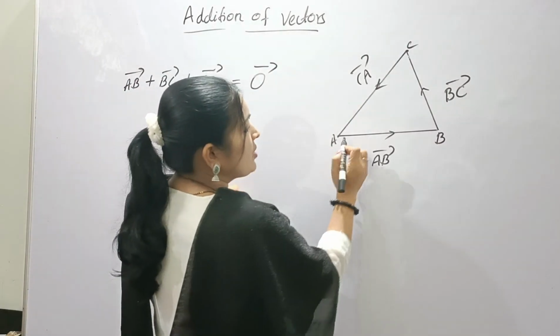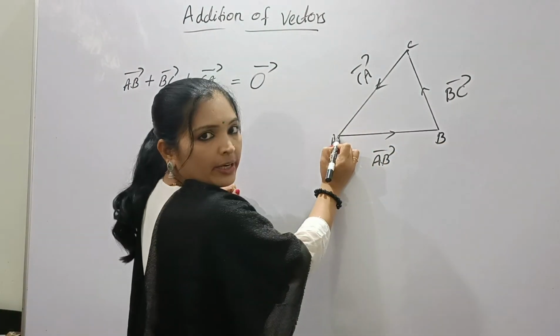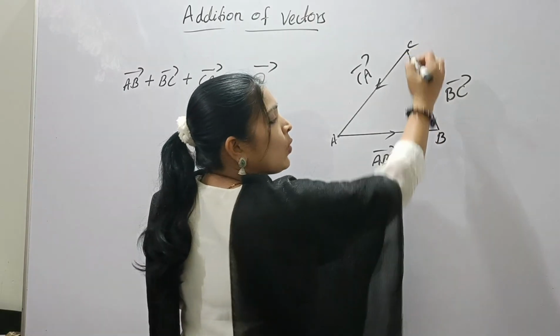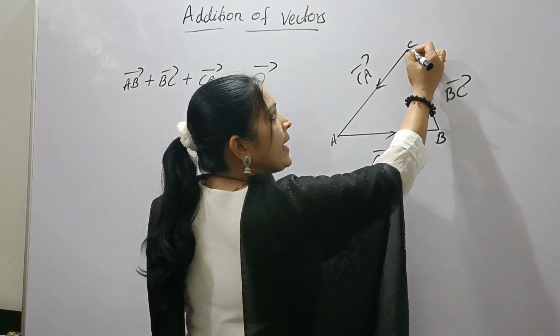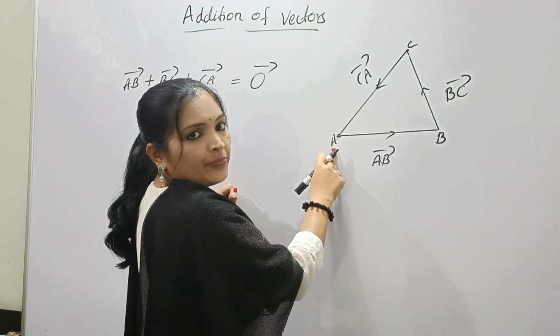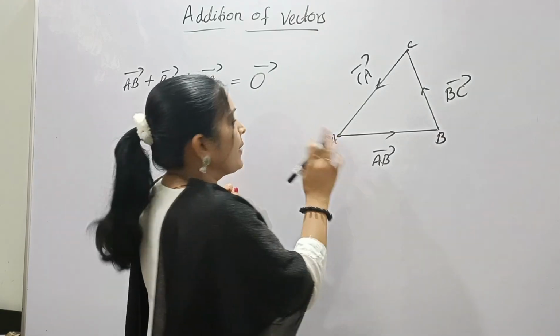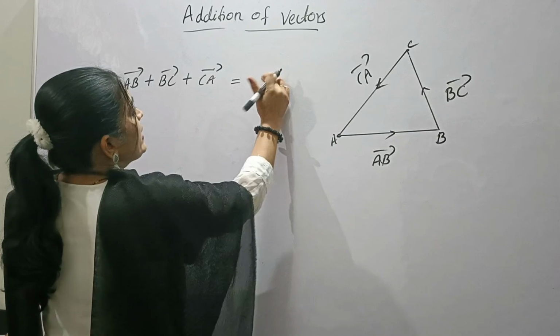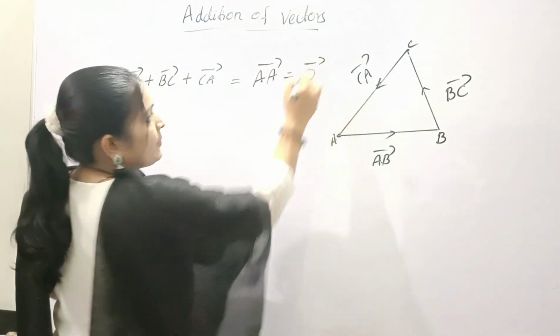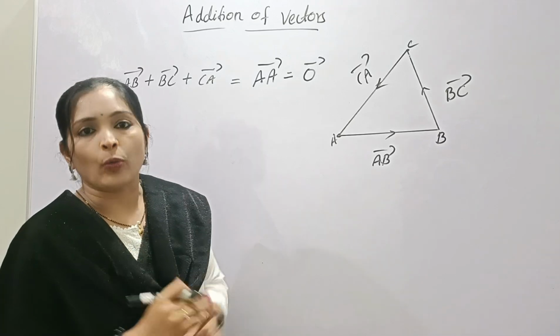Here what is the initial point? Vector AB starts from A, right? Initial point is A. And then vector BC, then vector CA. See, what is the end point? The end point, that is the terminal point, is also A. Therefore, this vector is nothing but vector AA. That is nothing but the zero vector, because here the distance is 0.